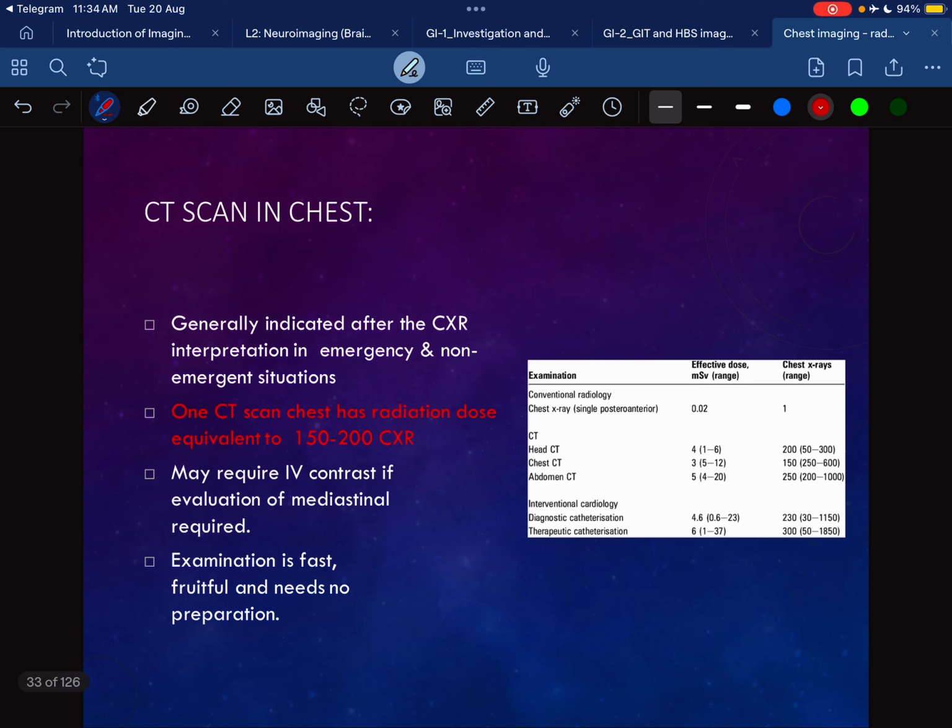CT carries a lot of radiation compared to X-ray. It has reached even more than 150 X-rays. Nowadays maybe it's around 100. Anyhow, it's a lot of radiation. So, is radiation dangerous? Yes. Can we avoid it? Yes. When to avoid it? As much as you can.